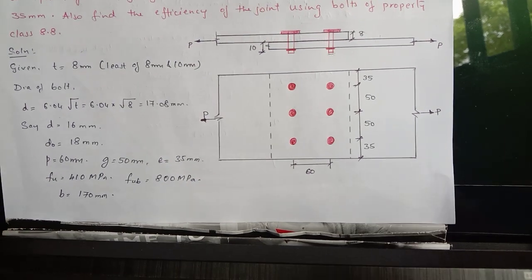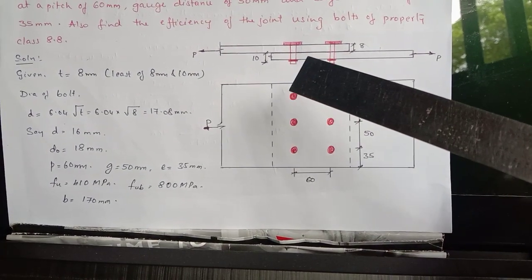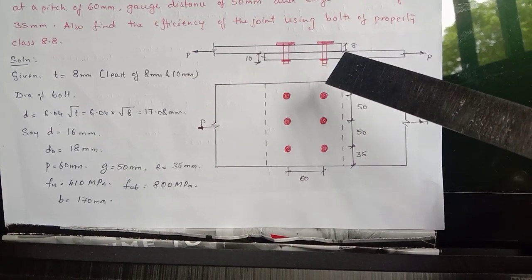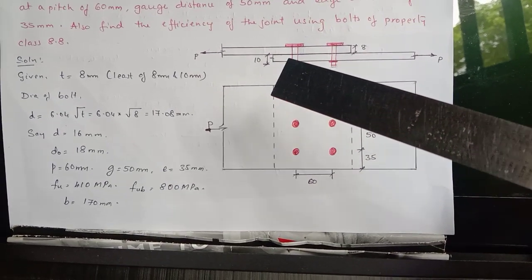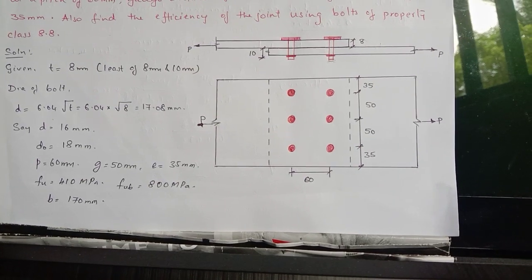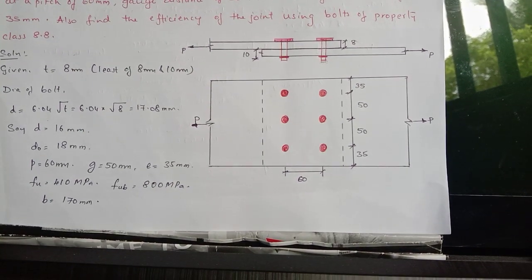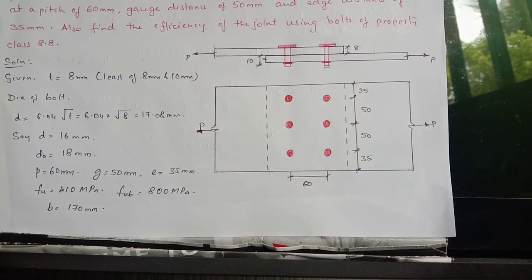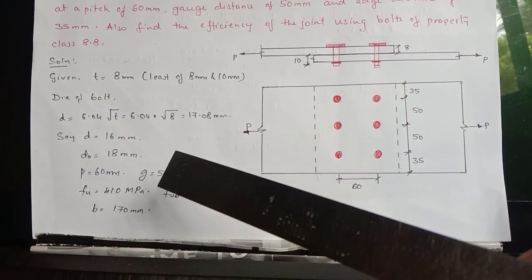So given values, the thickness of plate equal to 8 mm. One plate is 10 mm, another plate is 8 mm. Out of this the least value is 8. So the least value is to be taken as the thickness. So T is equal to 8 mm. Then the diameter of the bolt by using Unwin's formula, D equal to 6.04 into root T, works out to be 17.08. Usually Unwin's formula gives a higher value, so a smaller value than that, D equal to 16 mm, let us take.